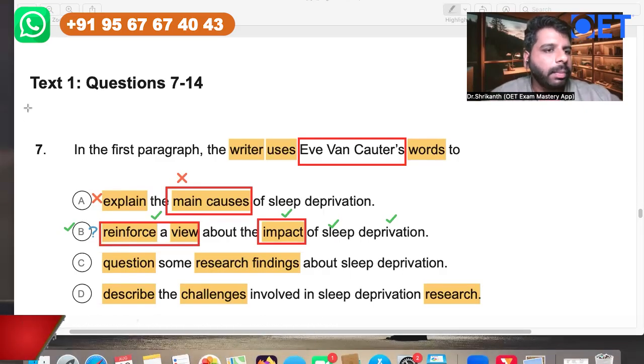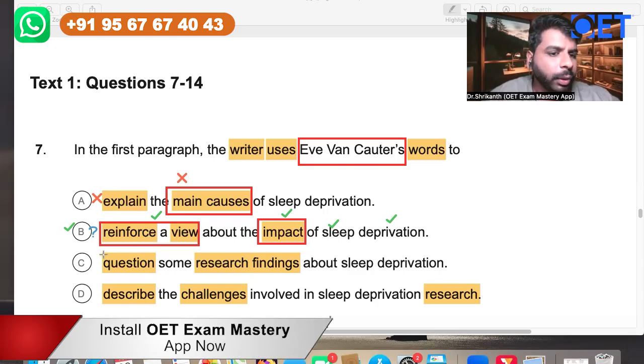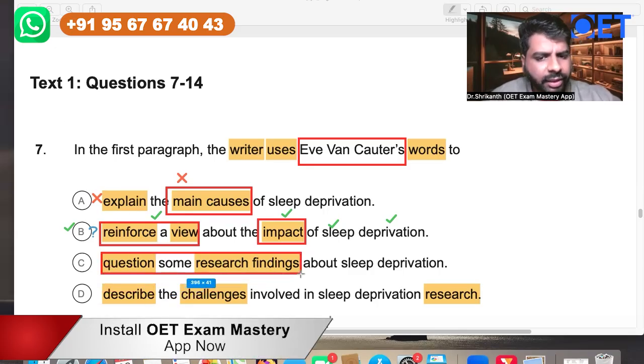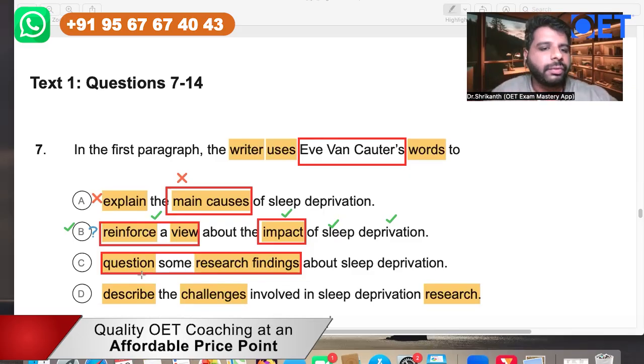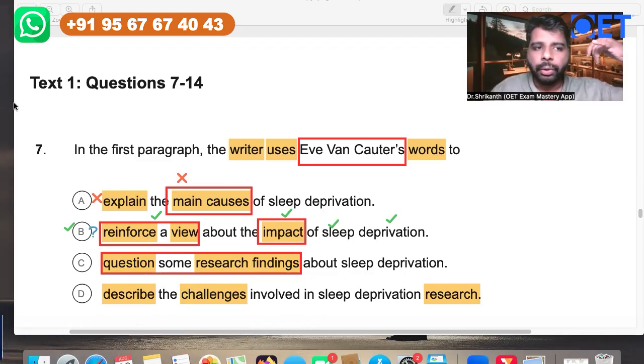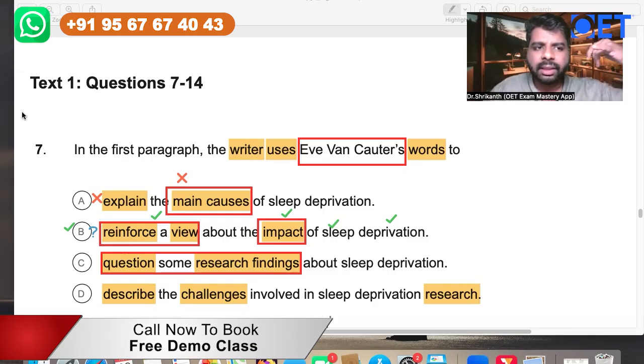Now, what is the verb in answer option C? Question some research findings. So, did we read anything about any research findings? Yes, research findings were mentioned, right? And what were the research findings? Every single variable that was measured was affected, and every single system in the human body was also affected. So research findings are mentioned about sleep deprivation.